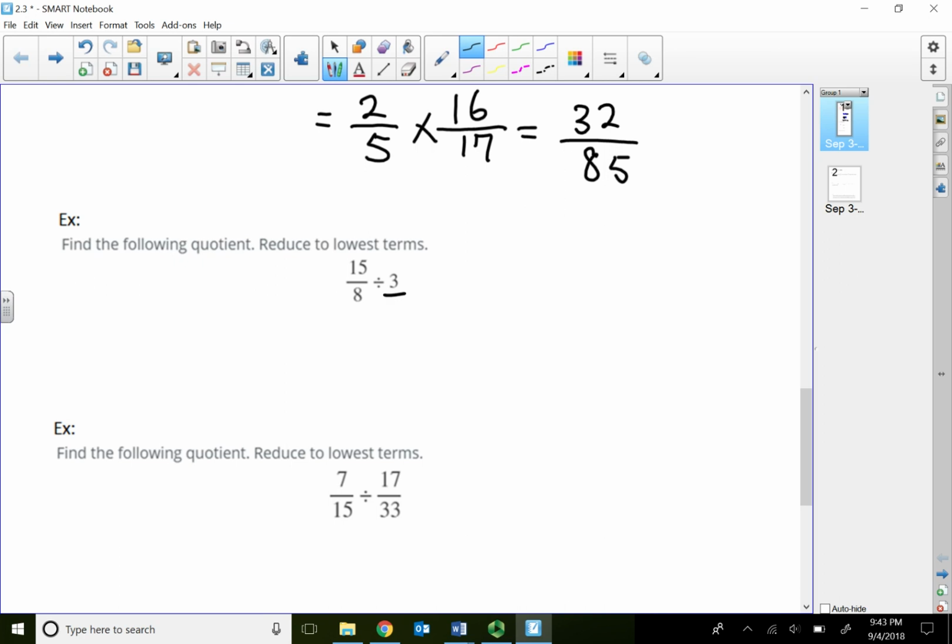All right, dividing by a whole number, or a whole number divided by a fraction, either way, as long as it's division of a fraction, I will always remember to write times the reciprocal, which is 1 over 3. Once it becomes multiplication of fractions, I can reduce the top with the bottom. I notice 15 and 3 can be reduced into 1 and 5. So 5 on top, 8 in the bottom cannot be reduced. That's 5 times 1 is 5, over 8 times 1 is 8.